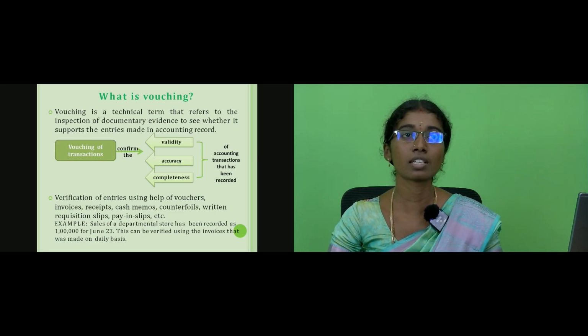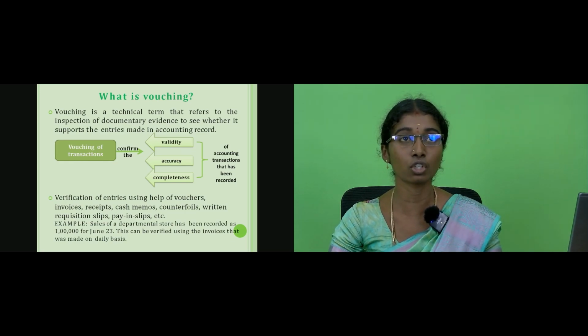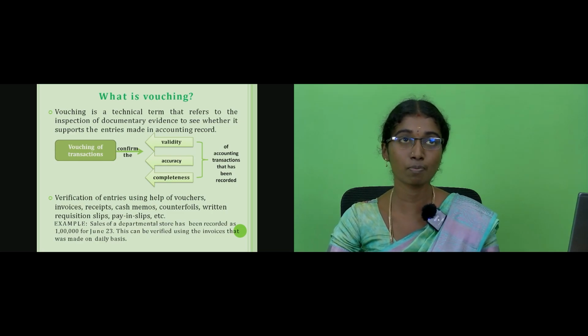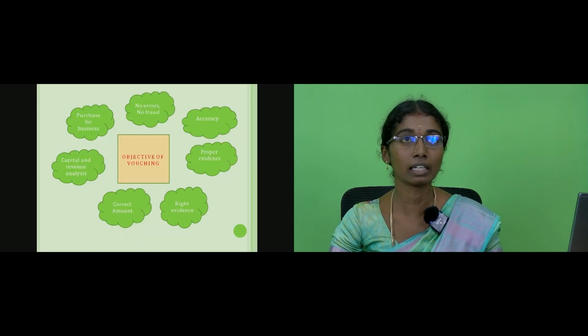Here is an example. The sale of a departmental store has been recorded as rupees 1 lakh for June 2023. This is one transaction. Likewise, the company can have many transactions, and all those transactions have to be supported with some evidences. When those evidences are verified while the auditor is examining, that is what is called vouching. These are some of the examples.